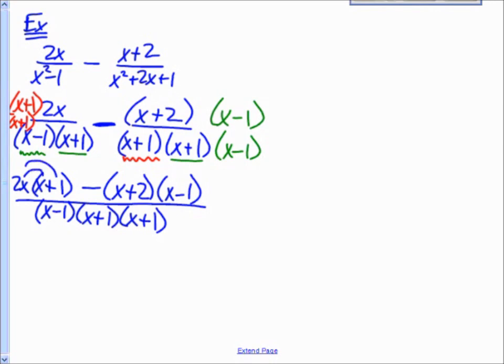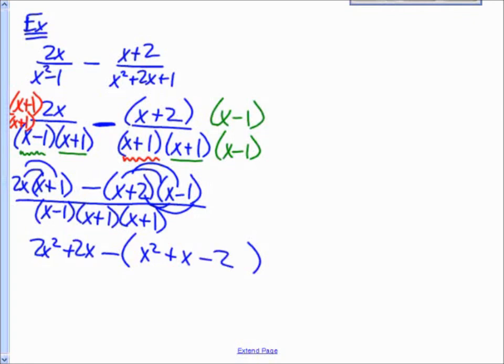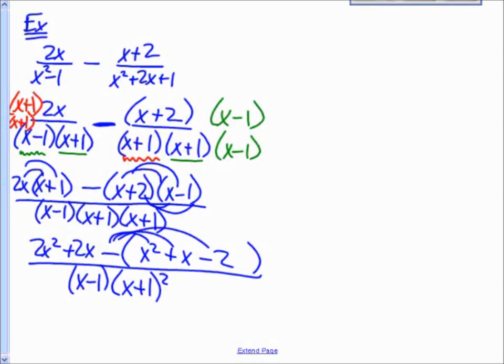So clean this up, FOIL that. So I got 2x squared plus 2x minus, then you do the FOIL. So you got x squared minus x plus 2x, so that's x squared plus x minus 2 if you were to combine those like terms. This is all over that common denominator. I got x minus 1, and I got 2 of these x plus 1, so I'm going to write that x plus 1 quantity squared. Okay, distribute that minus through.